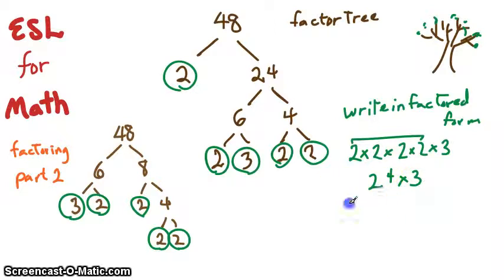So when I write it in factored form, the factored form is always going to look the same no matter how my trees look in the middle. The end result is always the same.